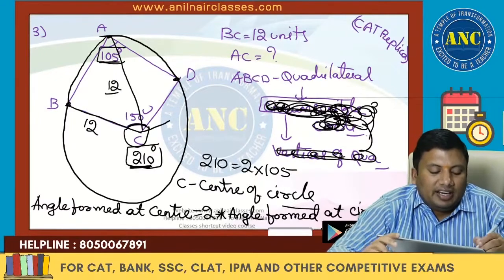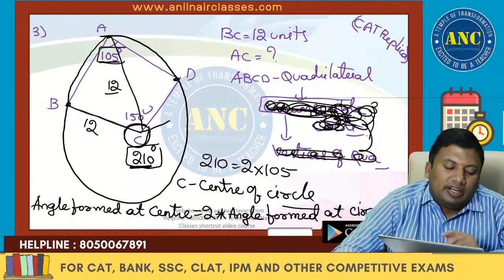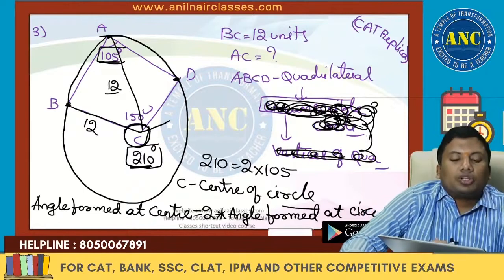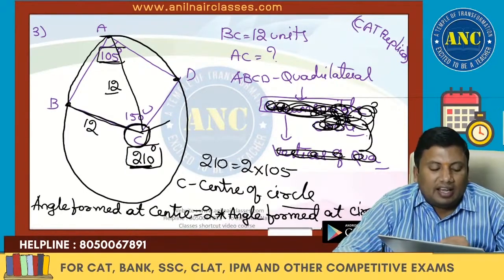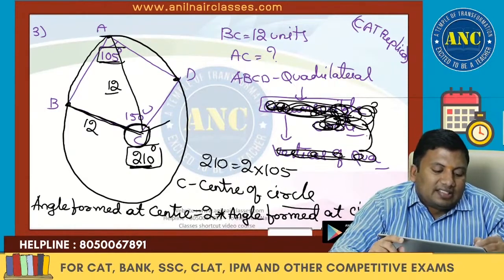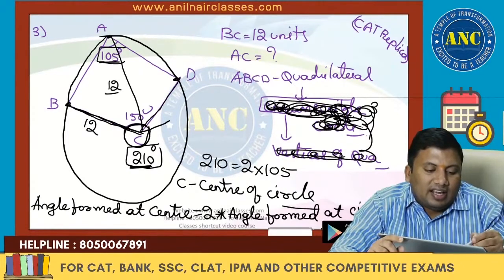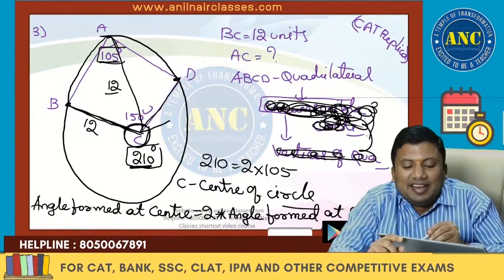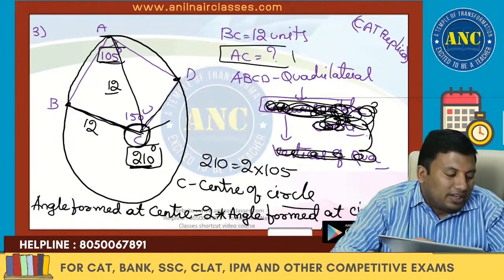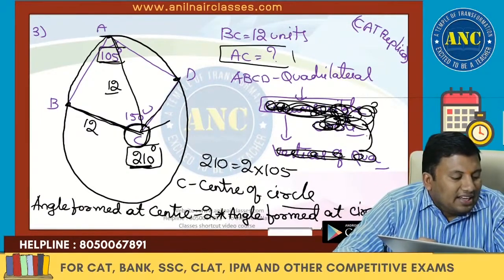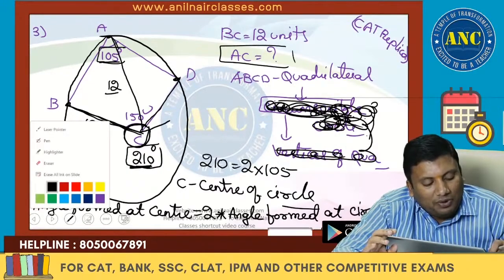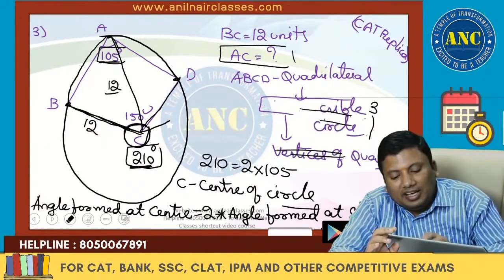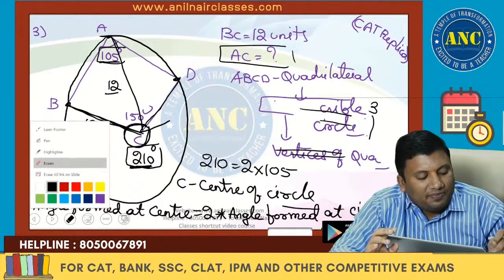This is 150 degrees. This will be 210 degrees. 210 is 2 times 105 degrees. That means C is the center of the circle. If C is the center, any point on the circle is at a distance of the radius. AC is nothing but 12 units. I hope it is clear how beautifully some of the easy concepts can be solved.